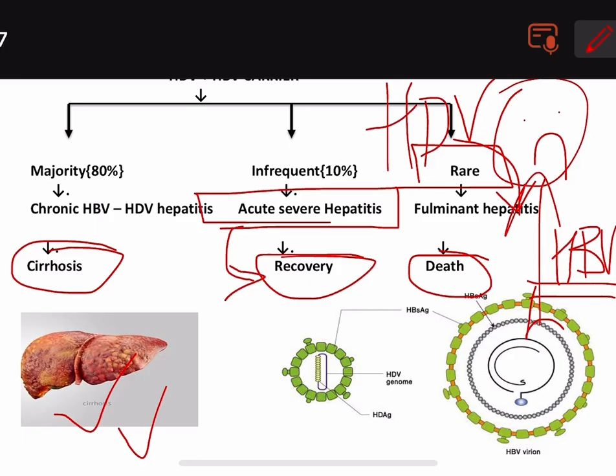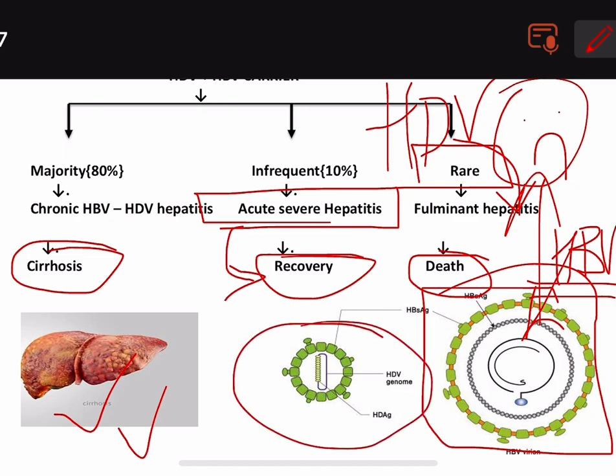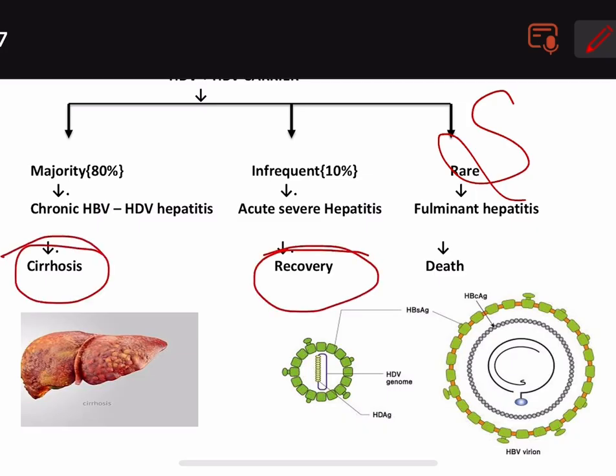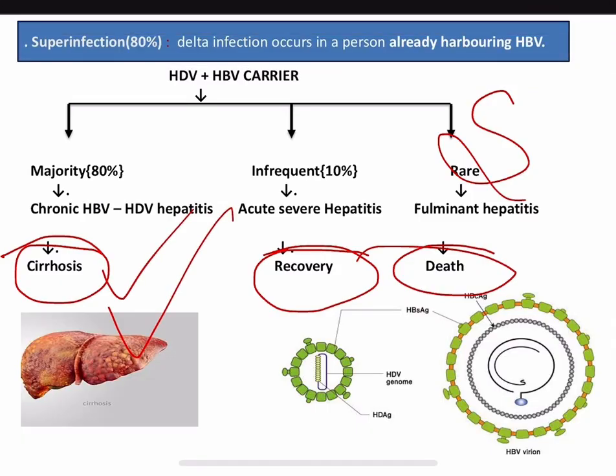So, this is the hepatitis B surface antigen which is already present in the individual. Now, he is being superinfected with the HDV. Is it clear? In a superinfection, what happens? Majority, it results in cirrhosis, infrequent recovery, and rarely death. Okay, majority, it is cirrhosis.